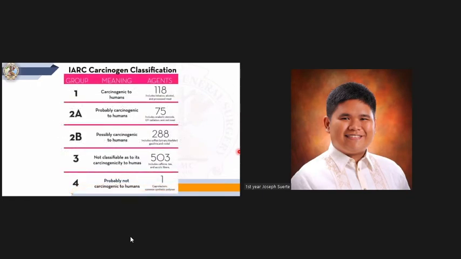So we have this International Agency for Research on Cancer. They classify carcinogens into 5 groups. So we have group 1, which are proven to be carcinogenic to humans. So this includes substances like your alcohol and your tobacco. Then 2A, which are probably carcinogenic, 2B, which are possibly carcinogenic. Third is not classifiable as to its carcinogenicity, so there's no study that it can cause cancer to humans. And the fourth is they cannot cause cancer to humans.